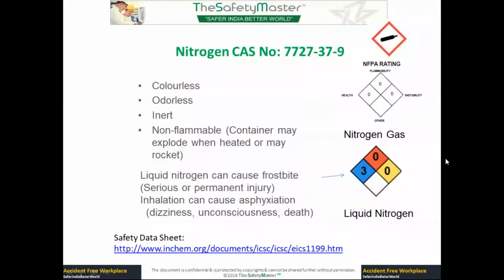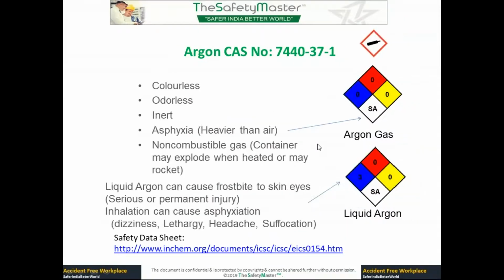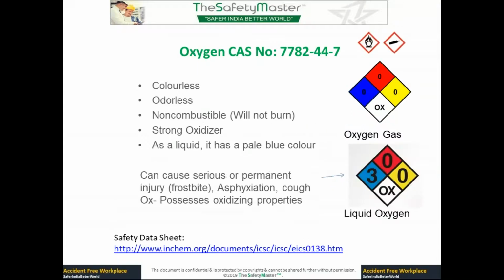Now let me come to the next. Oxygen. Oxygen is colorless, odorless, non-combustible, will not burn. Okay, it is non-combustible, but it's a strong oxidizer. As a liquid, it has a pale blue color. Now if you look at the symbol here for gas, it shows 000, and there is a 1 in the white. White is the special factor. It's mentioning that it's an oxidizer. OX means oxidizer. You will also have a symbol like this.